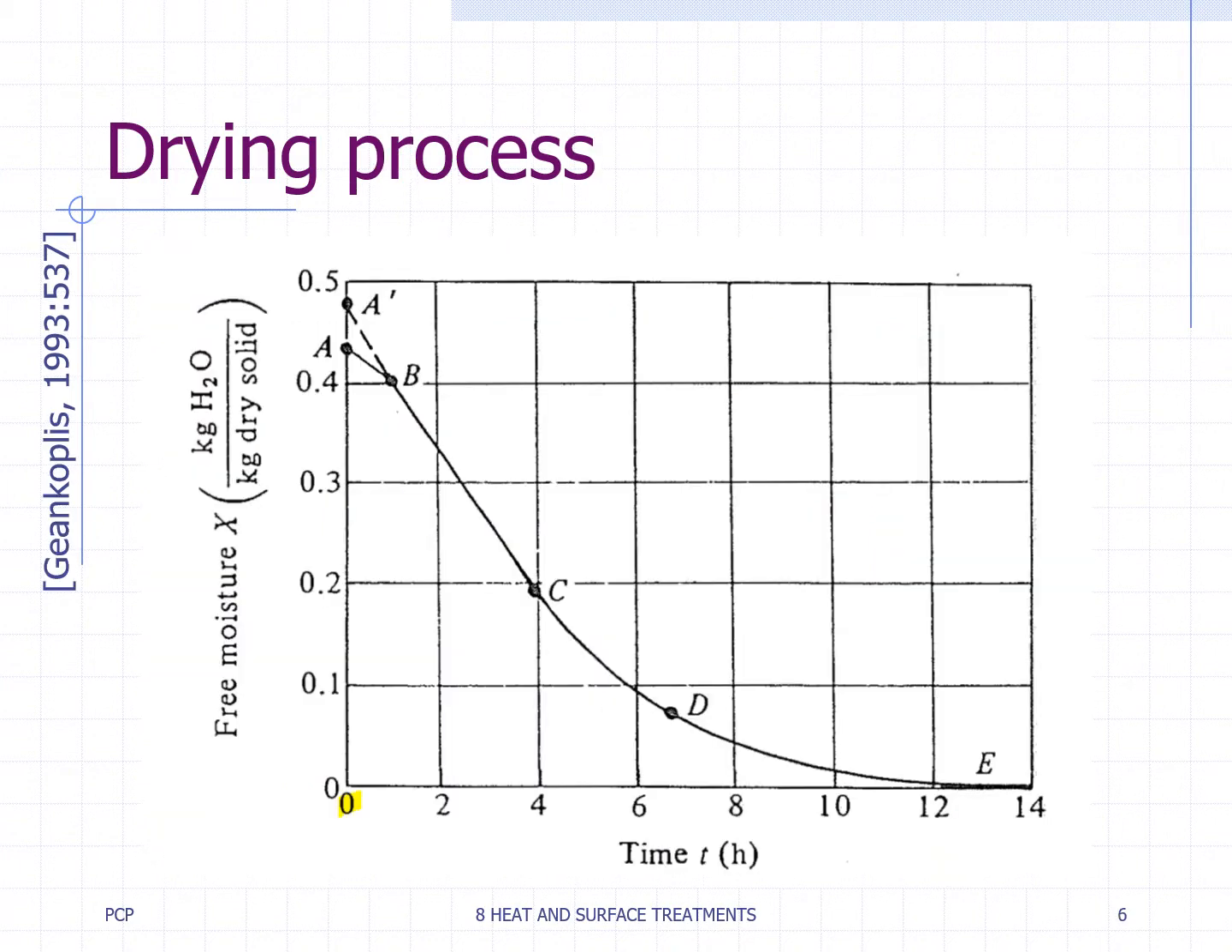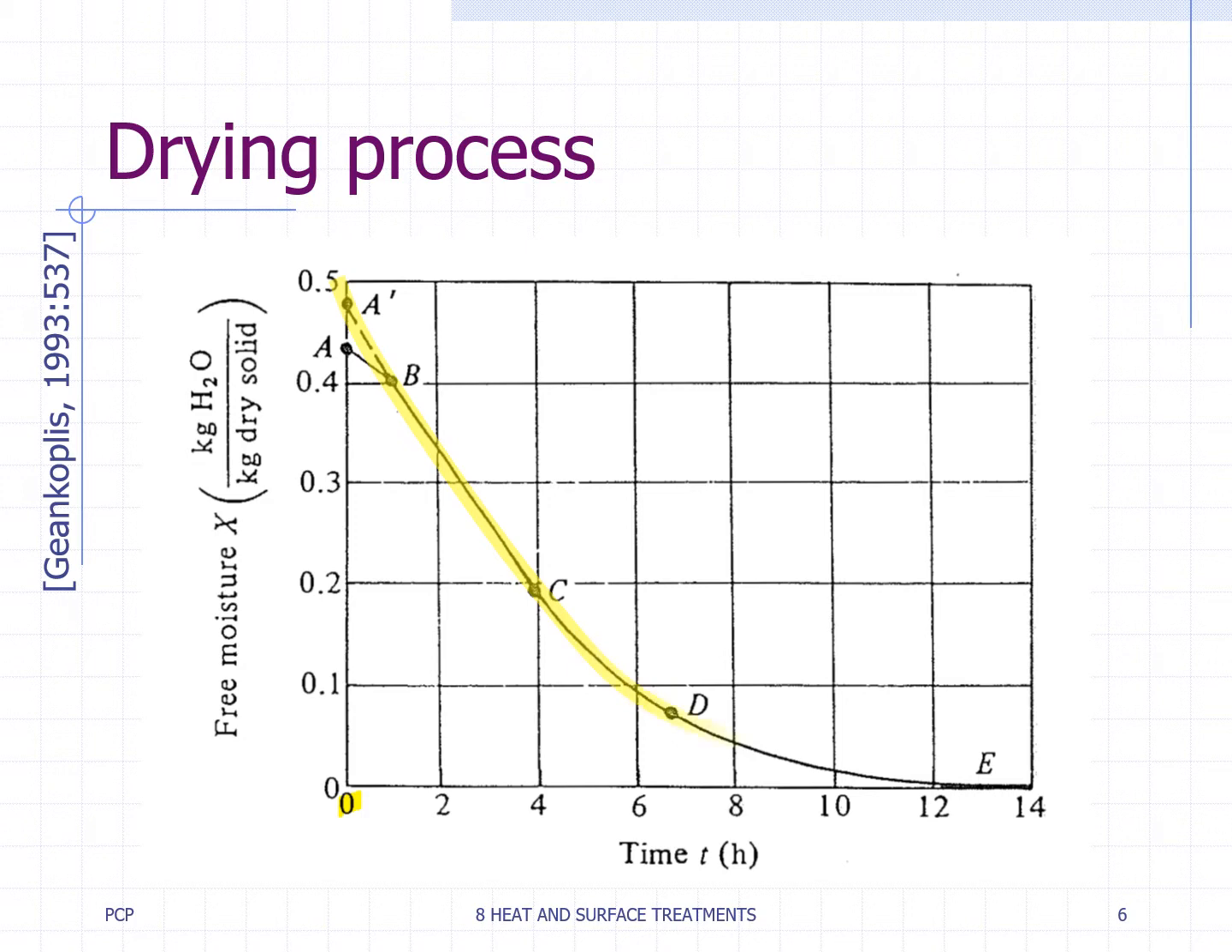This plot shows the moisture content versus time. At zero time, the initial moisture content is at point A at a colder temperature. If the solid is hotter, it may start at point A prime. Eventually, at point B, the surface temperature reaches equilibrium.